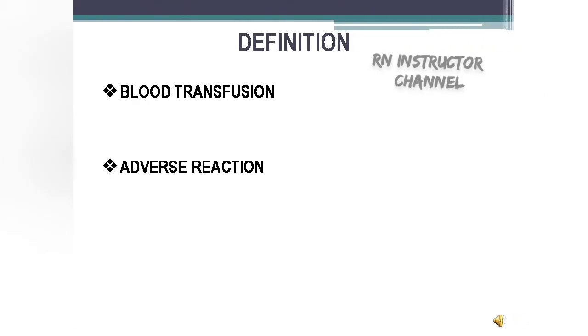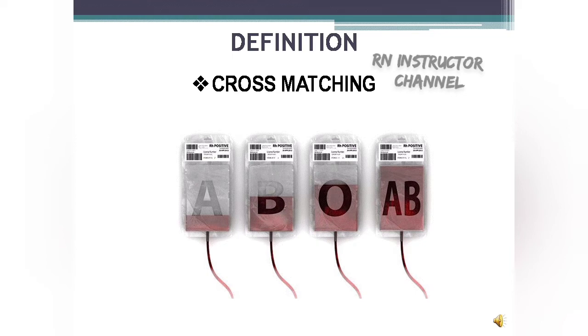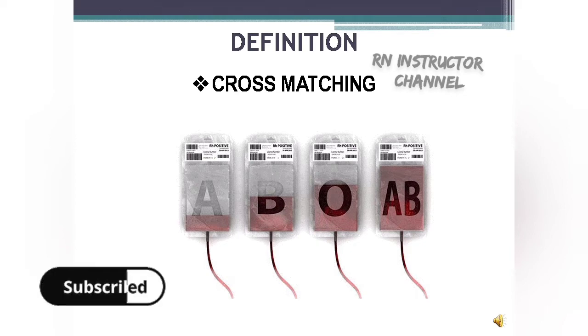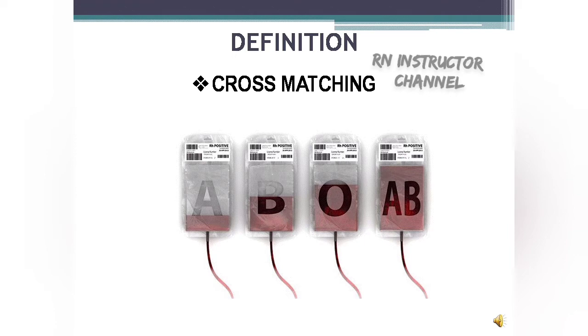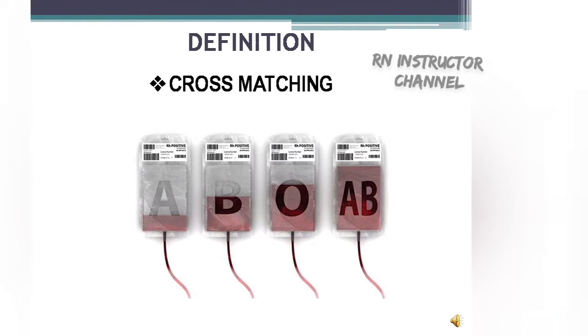So, definition: blood transfusion is defined as administration of blood components via an intravenous line, whereas an adverse reaction is defined as a reaction that is unintended or undesired and is definitely, probably, or possibly a response to administration of the blood products. Cross-matching is defined as determining incompatibility between the donor and the recipient blood prior to transfusion. It is used to verify the ABO incompatibility and the presence of antibodies in the recipient blood.